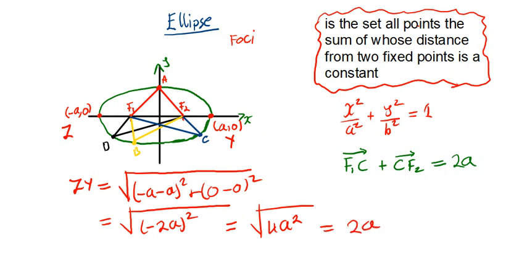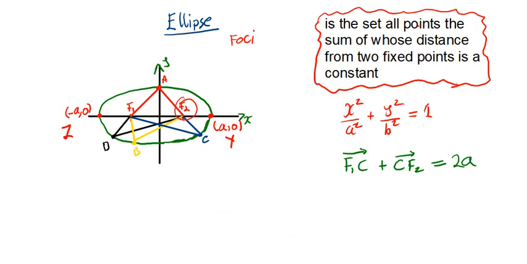So what I'm trying to tell you is that the distance from f1 to c, and from c to f2, is the same as the distance ZY. Is that making sense? Yes, so that's where this constant 2a is coming from. Even if I pick f1 to d, plus d to f2, this distance is still equal to ZY. And what is ZY? ZY is 2a.